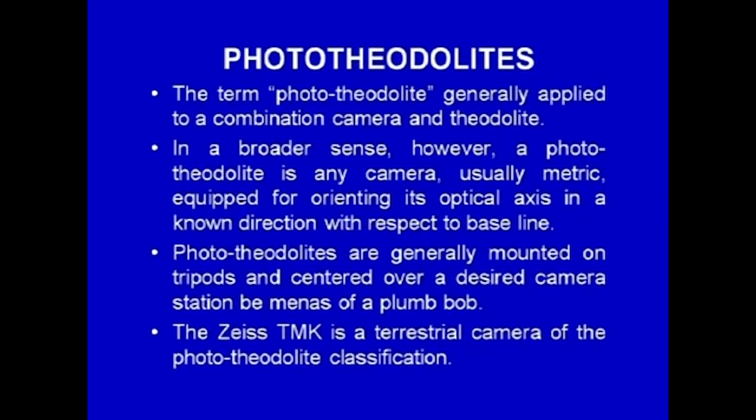Phototheodolite. The term phototheodolite is generally applied to a combination of camera and theodolite. In a broader sense, however, a phototheodolite is any camera, usually metric, equipped for orienting its optical axis in a known direction with respect to a baseline. Phototheodolites are generally mounted on tripods and centered over a desired camera station by means of a plumb bob. The Zeiss TMK is a terrestrial camera of the phototheodolite classification.